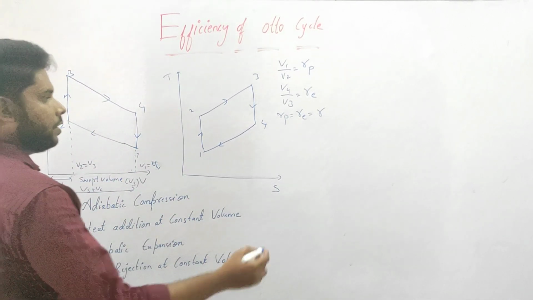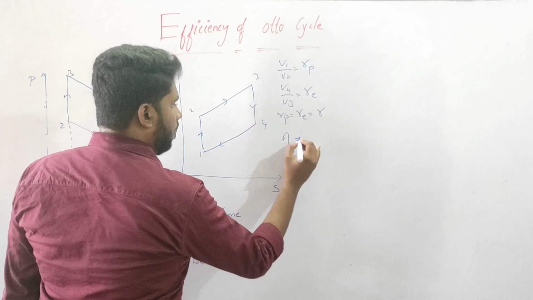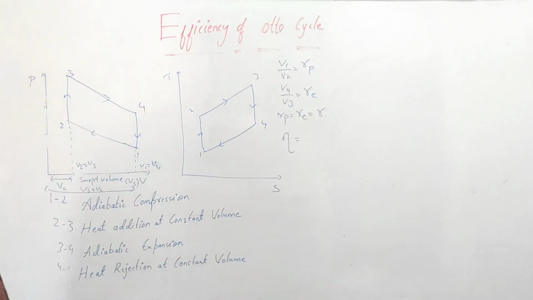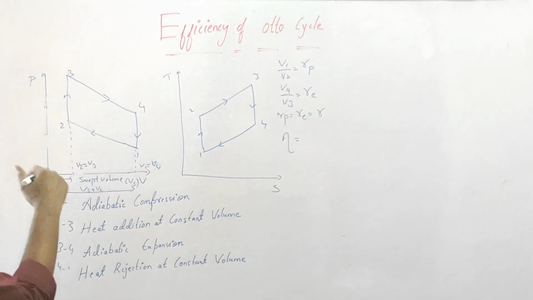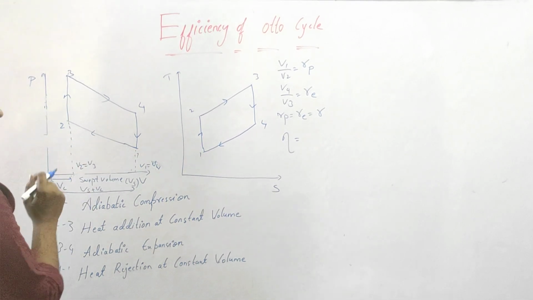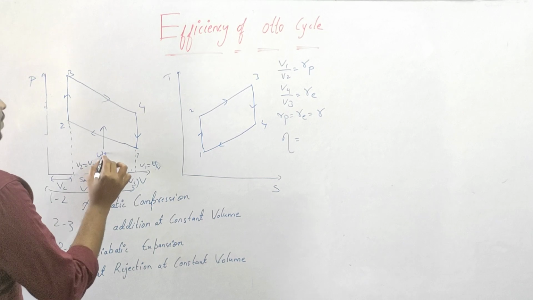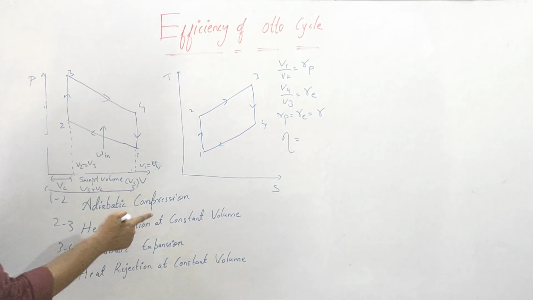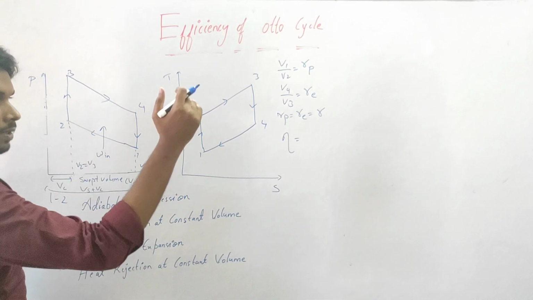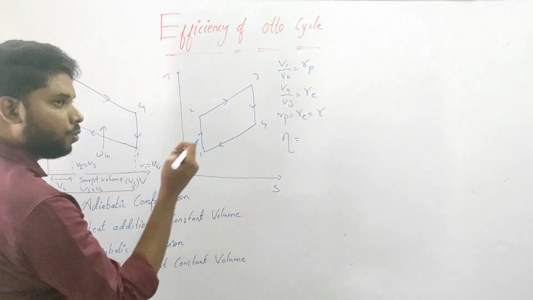Now what we have to derive is the efficiency. What is the efficiency? Output by input. So what is output here? Just one more glance over. In the 1 to 2 process, it is adiabatic compression. Compression means we are giving work, W in, because it is a compression process. To compress, the piston will move from BDC to TDC, and we have to give some work.